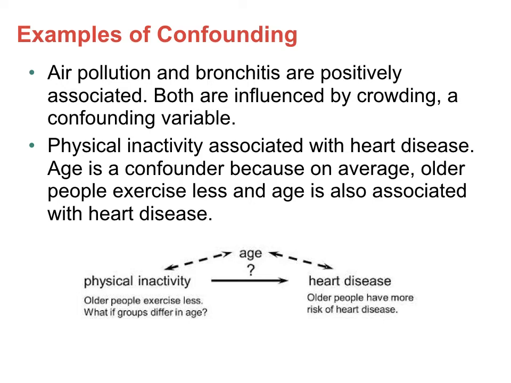Before I get to the other example at the bottom, one example would be air pollution and bronchitis. They're positively associated. Both are influenced by crowding, which is considered a confounding factor. So if we were doing a study looking at air pollution and bronchitis, we would adjust for crowding, or ask a question about crowding so that we can adjust for that in our analysis.